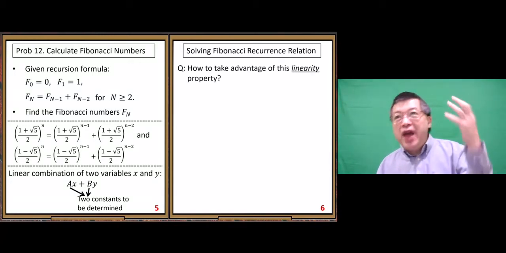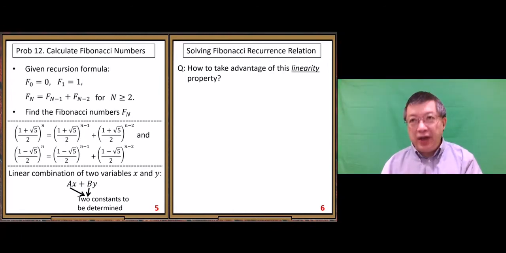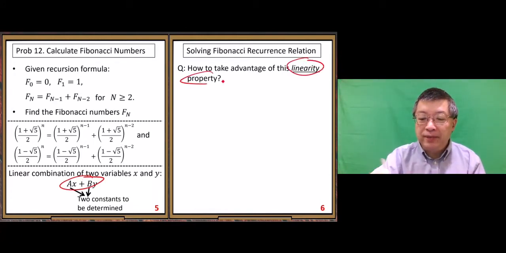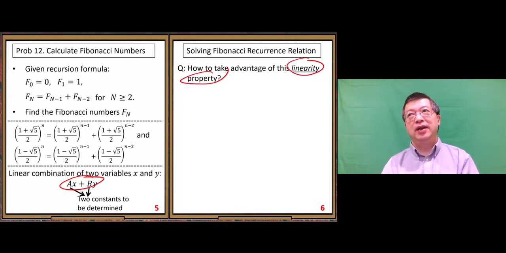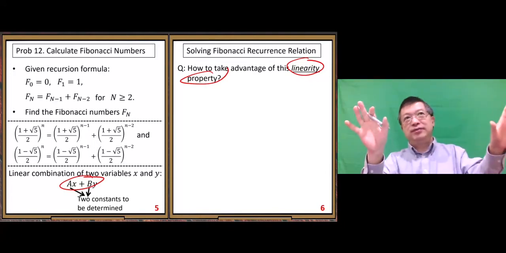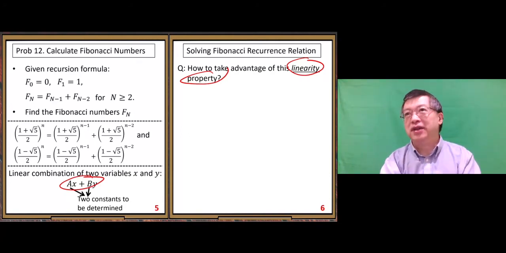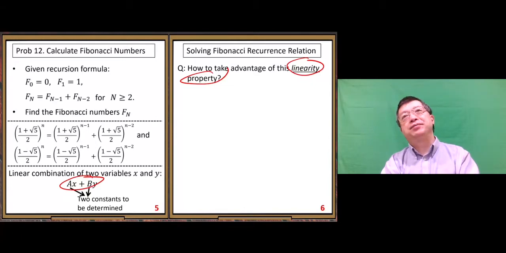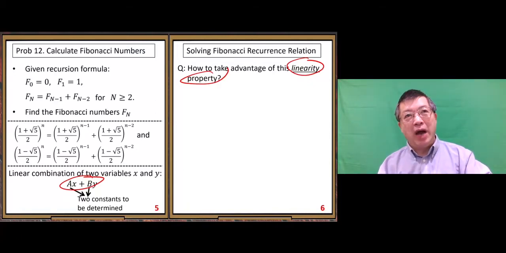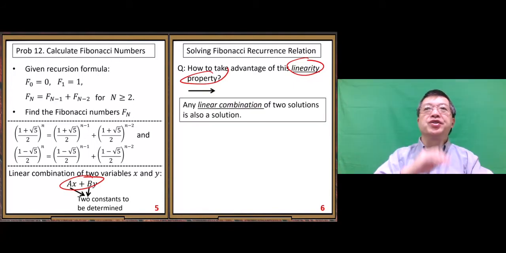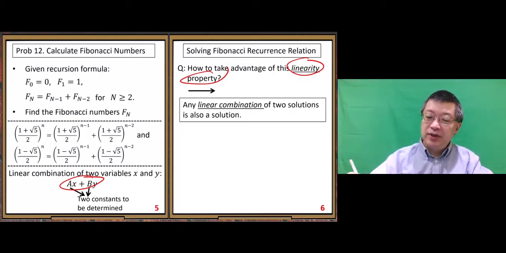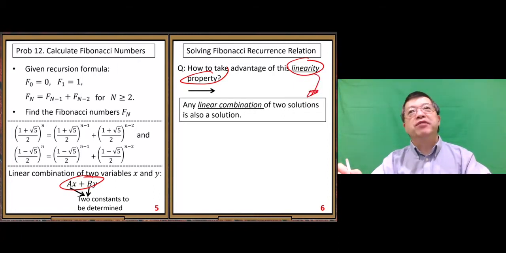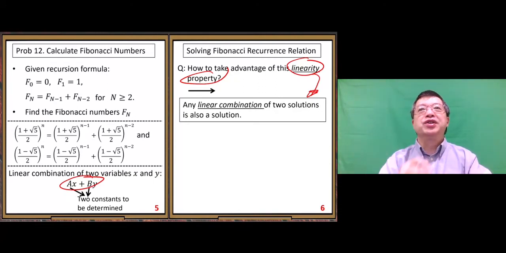The question is, how do we take advantage of this linearity property? Because this linear combination has that linear property. When you multiply something and add, you do linear operations on it, and they preserve that linear operation. That property is very nice. So what's the linearity property? We go back to the recurrence relation. Here we have this observation: any linear combination of two solutions is also a solution.